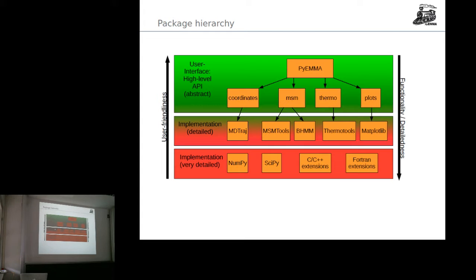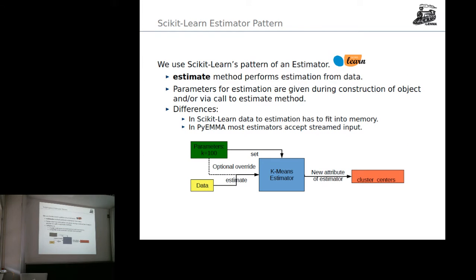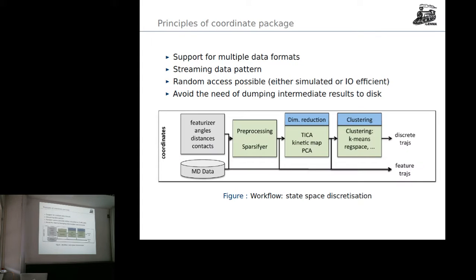So it's just good to know that we rely on these libraries. So MDTraj is used for reading MD data, extracting features like angles, distances, contacts, doing a dimension reduction and a clustering to have these discrete step functions in the end.